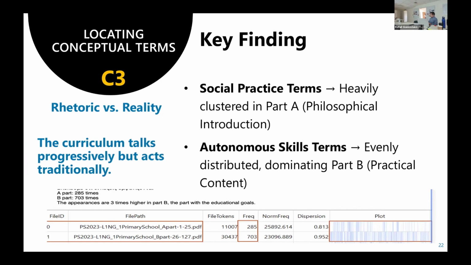Here we see an example. On the plot on the right, the blue bars show us where the most occurrences of that term appear.